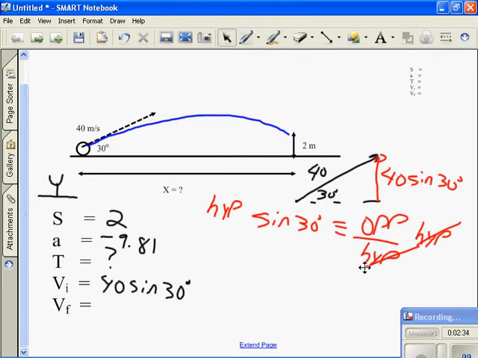How fast is it going in the downward direction only when it hits the person's head? I don't know. At this point, I can solve for the amount of time it takes. The reason I want to find the amount of time is because I know how fast it was moving sideways. It's just going to be 40, not the sine of 30, but the cosine of 30 degrees. You can punch that in your calculator, figure out what that is. You can just multiply that by the amount of seconds in the air, and there you have it.